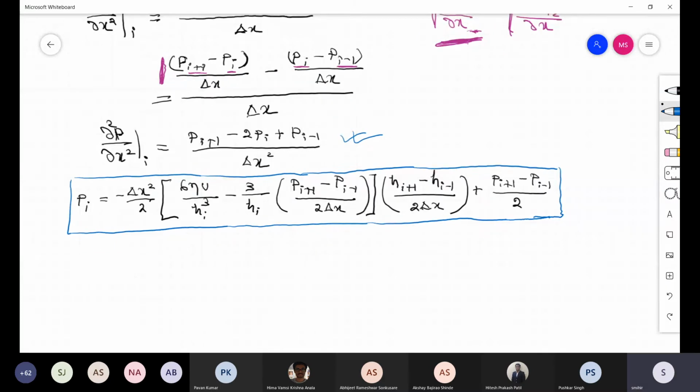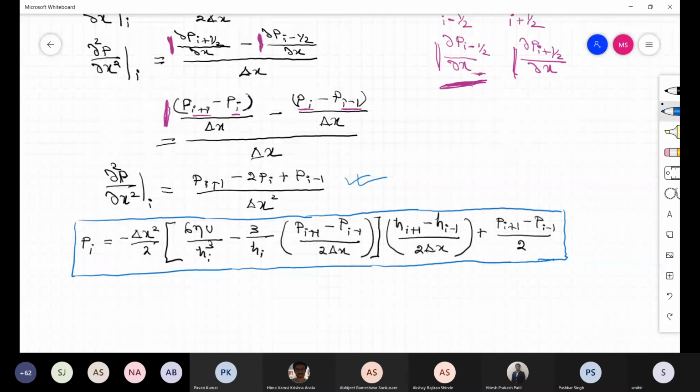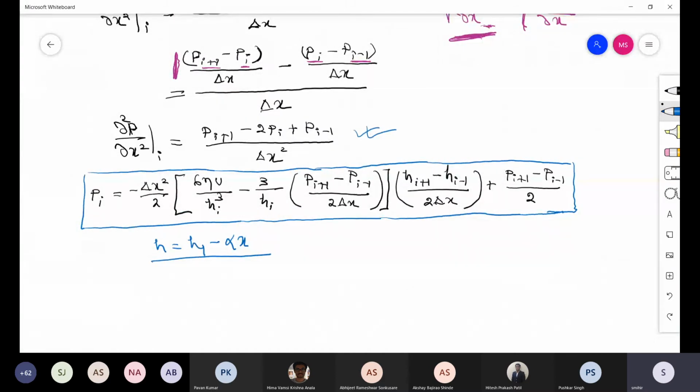Okay, now you have to solve this problem in MATLAB. So what is your h? Last class we discussed h equal to h1 minus alpha x. The same thing you can use here for a plane slider bearing. Depending on the geometry, you have to use the expression for h. If it is exponential, then you have to use e to the power alpha x or minus alpha x, depending on the type of geometry and coordinate system you select.